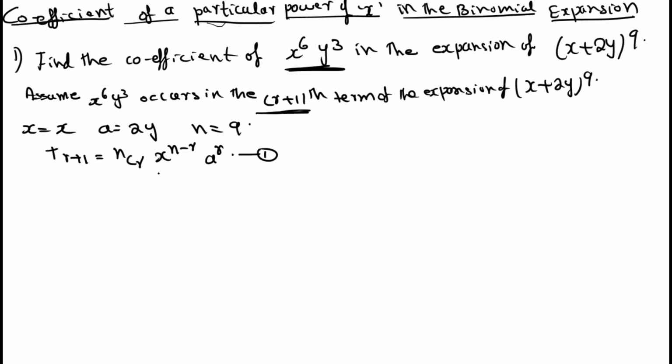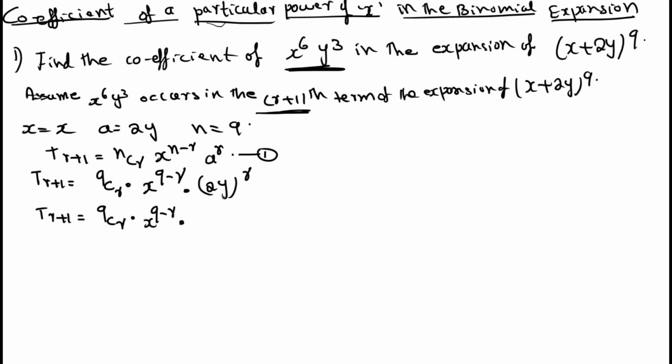Okay. In the next step, substitute the given values in this equation. So T(r+1) equal to nCr, that is 9Cr, into x to the power n minus r, x to the power 9 minus r, into a to the power r, that is (2y) to the power r. Next step, simplify. T(r+1) equal to 9Cr into x to the power 9 minus r into, here you will get 2 to the power r into y to the power r.